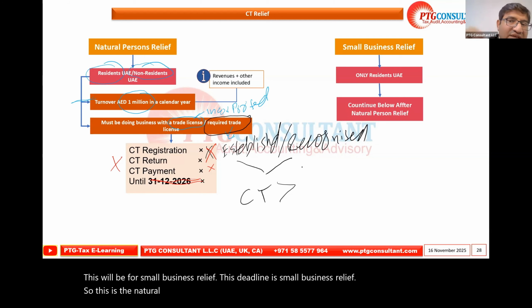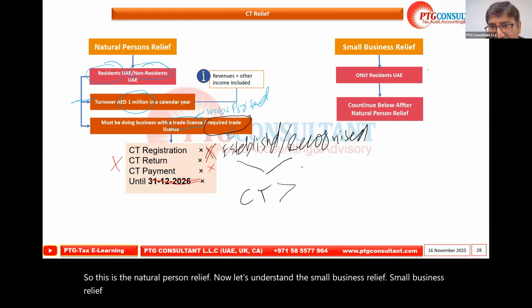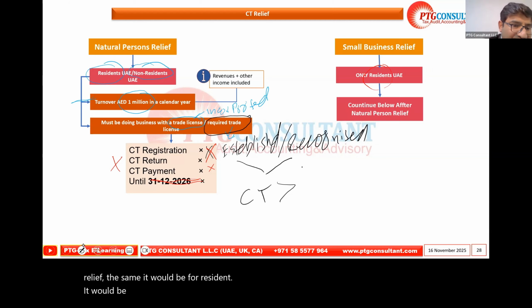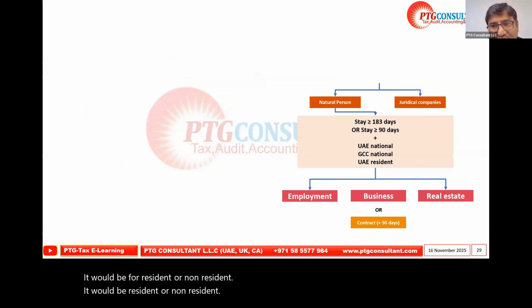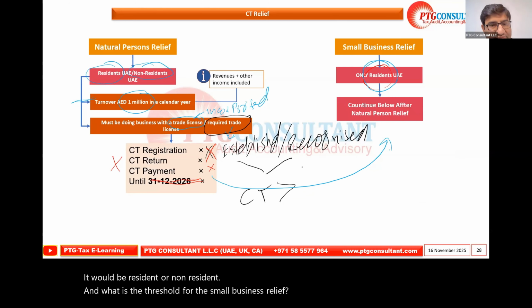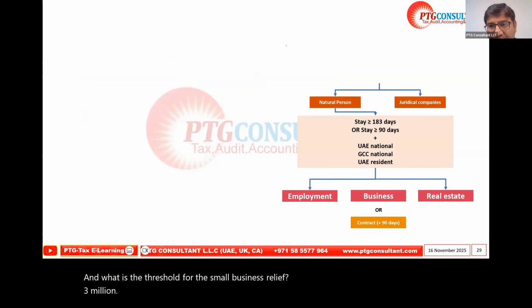Now let's understand the small business relief. Small business relief, the same. It would be for resident or non-resident. And what is the threshold for the small business relief? 3 million. Okay.